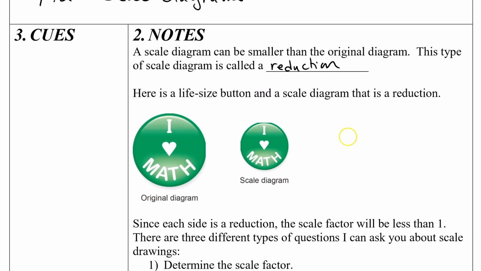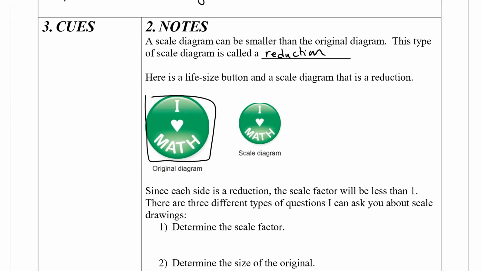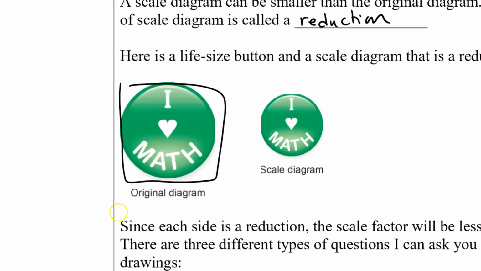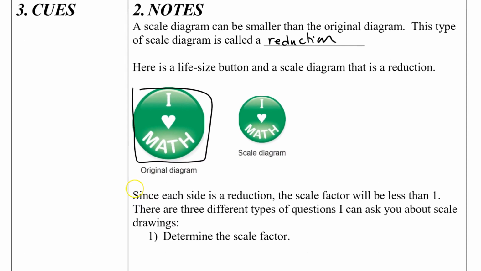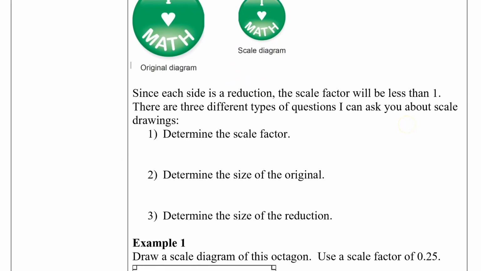So here's a life-size button, and here's a scale diagram. In the original diagram here, what I've done is I've taken the whole thing and created it smaller. See how what I'm doing right now, how I'm creating it smaller and larger? Those are kind of like the scale diagrams. So it's the same proportions. The proportions are exactly the same. It's just a little bit smaller. So since each side is a reduction, the scale factor will be less than 1.